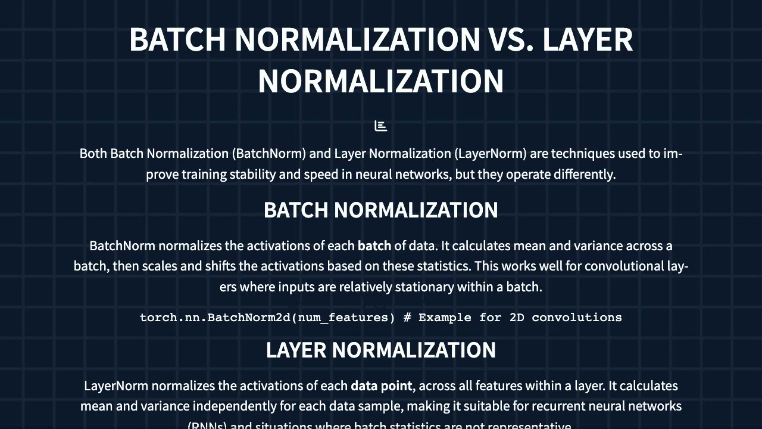Now, layer normalization is different. Instead of looking at batches, it looks at each individual data point and how its features are behaving on their own. This makes it really useful for recurrent neural networks or situations where your data doesn't have a nice, regular batch structure. The key takeaway is that batch normalization uses statistics from the whole batch, while layer normalization uses statistics specific to each sample.